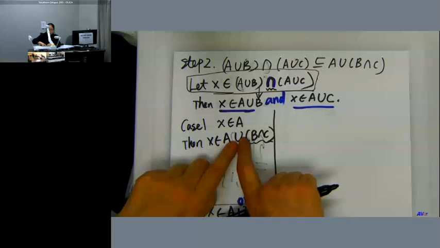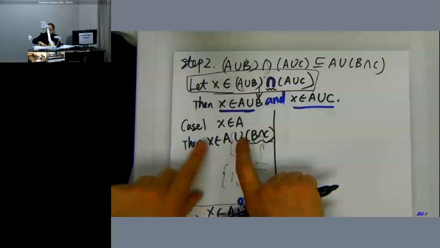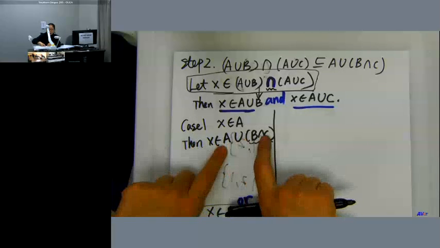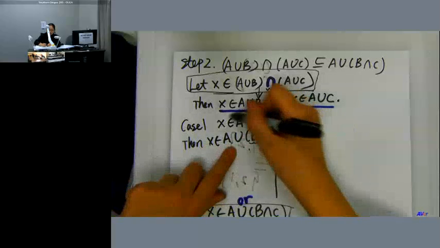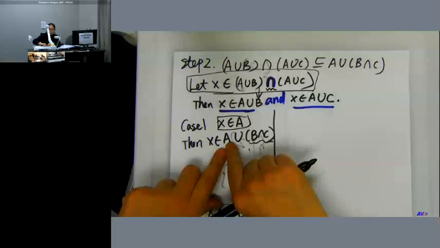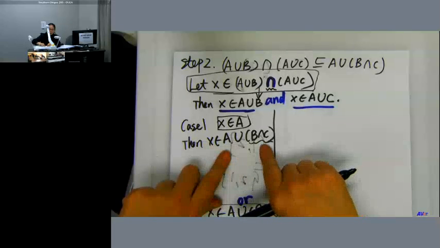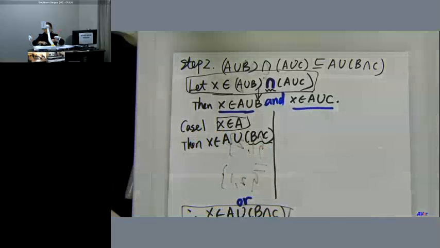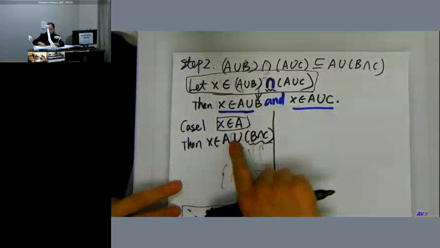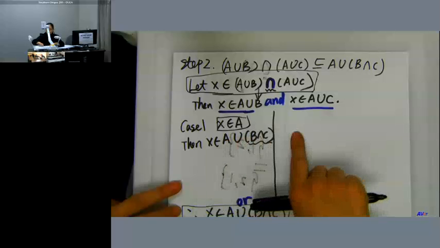Again, what is the definition of union? If x is in one of them, then x should be in the union. Is x in one of them? Yes, x is in the first set A, right? So x should be in the union. Is that right? Okay, so if x is in A, great, we already have the conclusion. x should be in the union of A with anything.